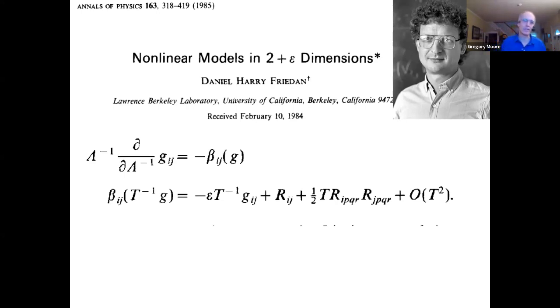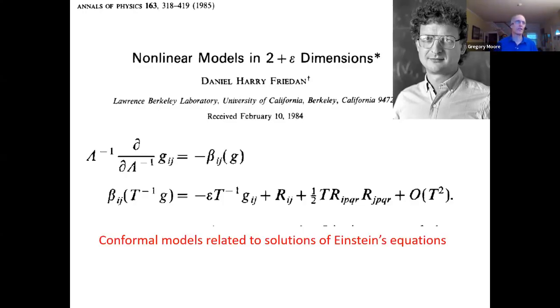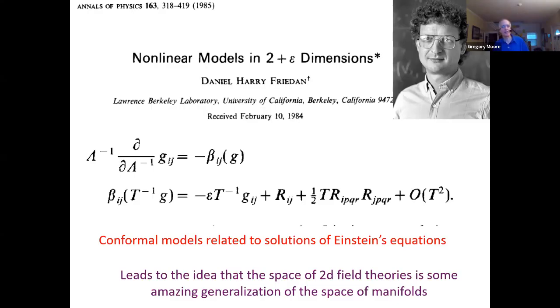And as we heard from John Cardy yesterday, the fixed points of the renormalization group are very important. And so in this case, the fixed points are some kind of version of Einstein's equations. That seems very deep to me. And it leads to the idea that the space of 2-dimensional field theories is some amazing generalization of the space of manifolds. And within that space are special submanifolds, the solutions of Einstein's equations in the case of the space of Riemannian manifolds, and conformal field theories in the case of 2-dimensional field theories.